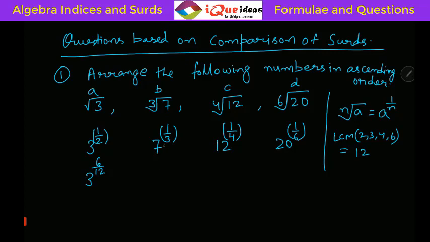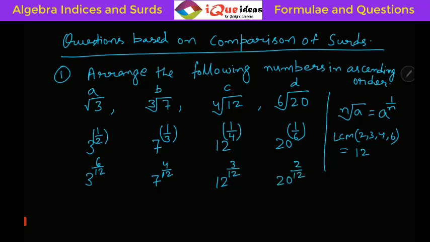This 7 to the power 1 by 3 can be written as 7 to the power 4 by 12. We are saying that 1 by 3 can be written as 4 by 12. Then this 1 by 4 can be written as 3 by 12. And this 20 to the power 1 by 6 can be written as 20 to the power 2 by 12.